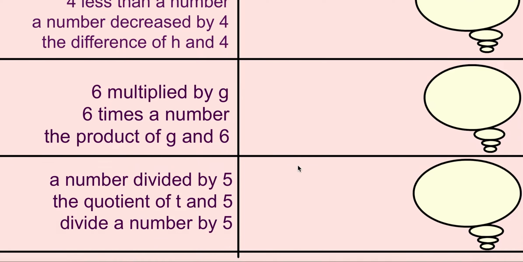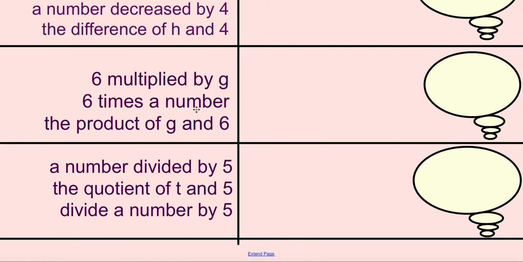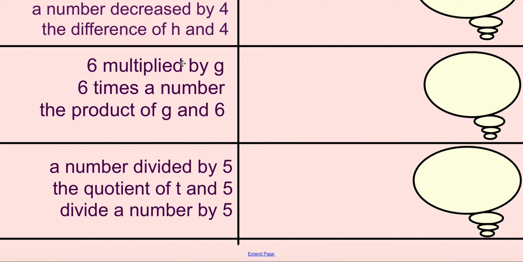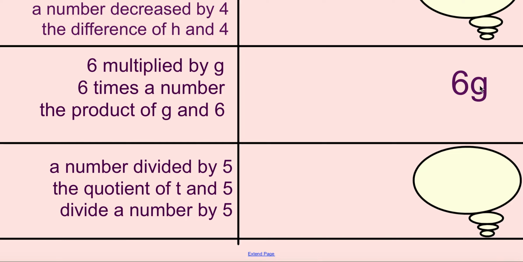I'm going to skip down here for a second, and we're going to go to this one. 6 multiplied by g, 6 times a number, a product of g and 6. These are all the same way to say 6 times g. Then I have another set here. A number divided by 5, the quotient of t and 5, divide a number and 5.